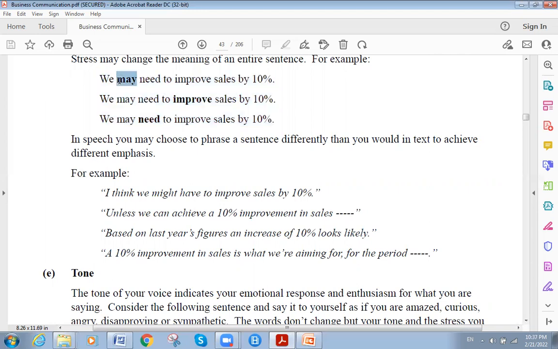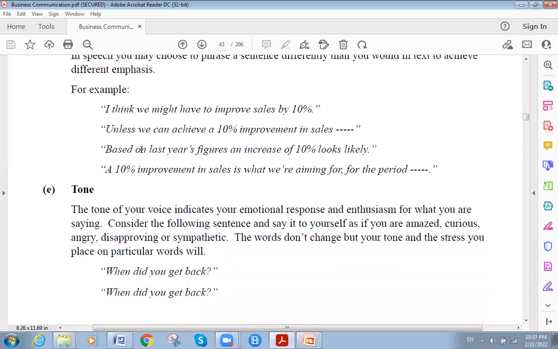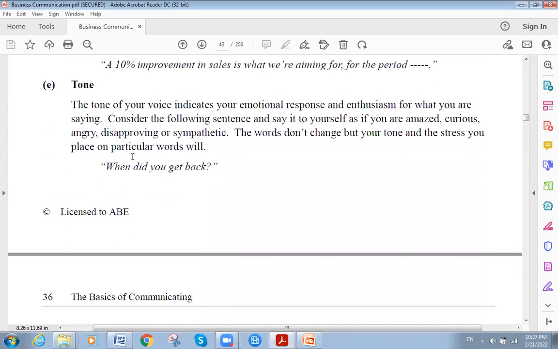For example, you stress here on may. We may need to improve sales by 10%. We may need to improve sales by 10%. So three words, may, improve, need, you stress them. It gives another feeling, like this is very important, to increase the sales by 10%. It shows how important it is to increase the sales by 10%.